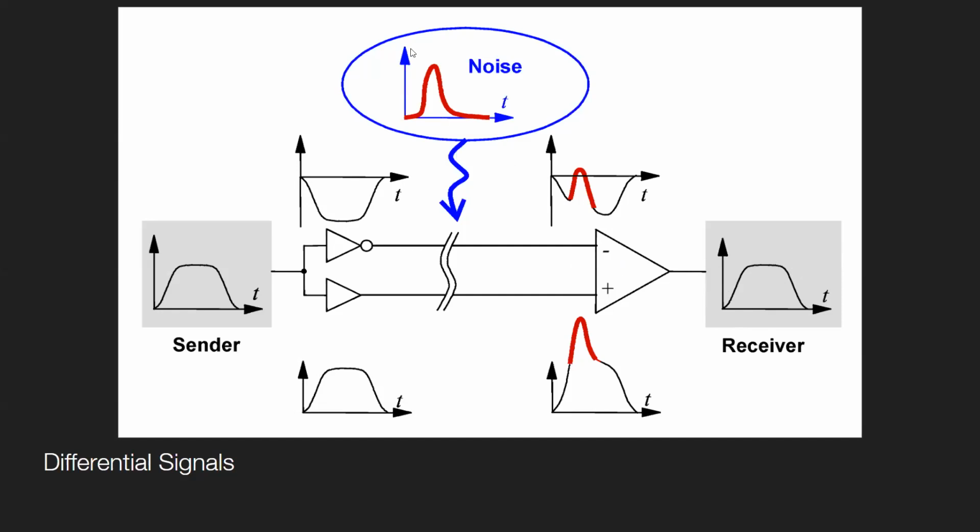But then if you have noise introduced, which is like this red section, then it will be subtracted, and the result will be that it'll basically sum to 0 because it's the same on both signals. So that's one way that you can eliminate common mode noise, by using the differential signal protocol.